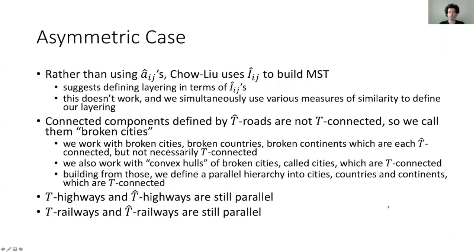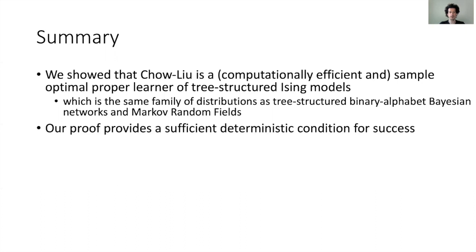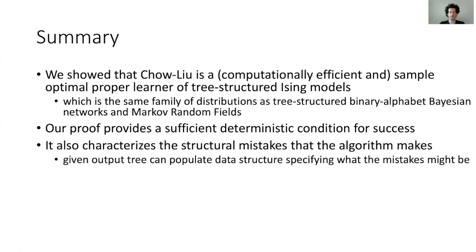The asymmetric case poses important challenges deviating from the proof sketch that I just provided, but the approach can be generalized. In summary, we showed that the Chow-Liu algorithm is computationally efficient and sample optimal in learning tree-structured Ising models. Our proof provides a sufficient deterministic condition for success of the algorithm and characterizes the mistakes it may make.